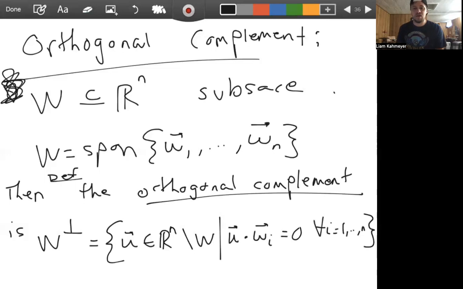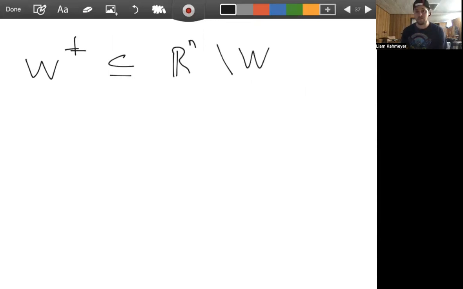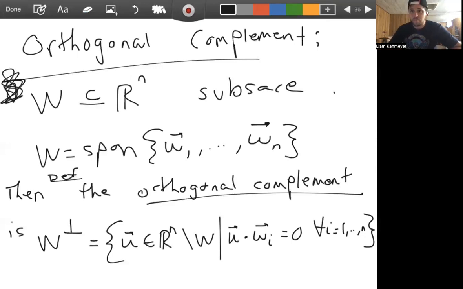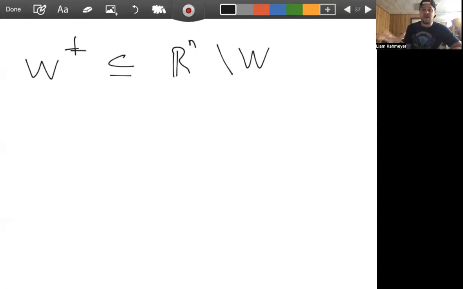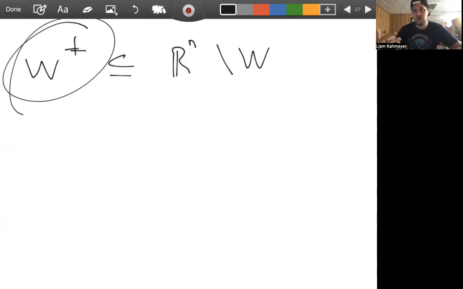And so basically what W perp is, this is a subspace of Rn minus W, right? Because not always, but sometimes when it's proper, there's going to be vectors in the complement to W that are not orthogonal to it, right? And so W perp won't necessarily, and in general it won't be, the entire complement. It's going to be a subset of the complement, right?